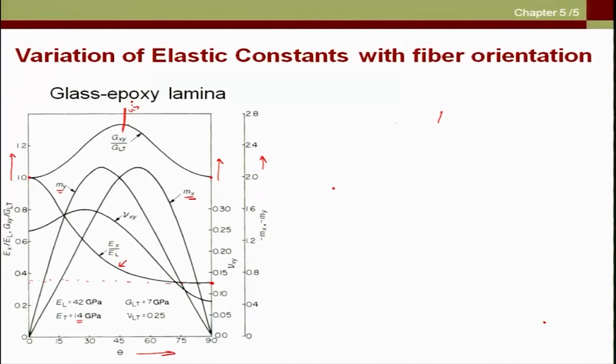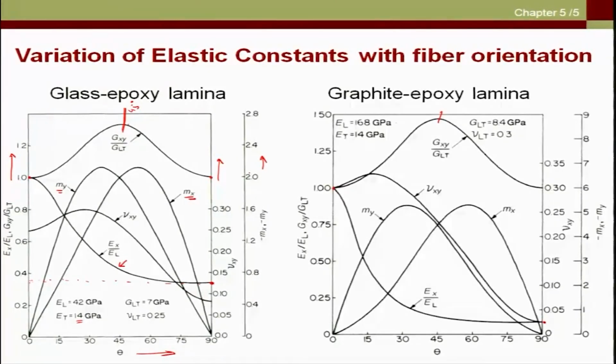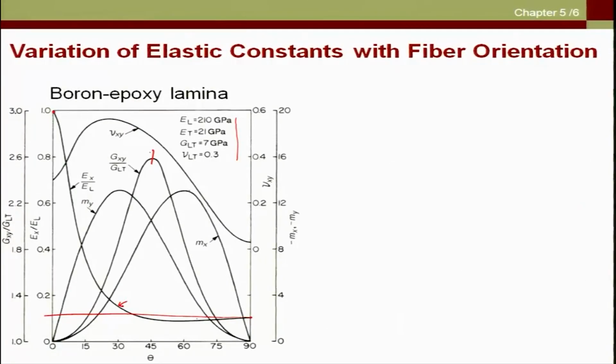So, what we see is that MX in case of glass epoxy lamina increases from 0 degrees to as much as 2; its value becomes as high as 2 for glass epoxy lamina. For graphite epoxy lamina, the value of MX goes up to as high as 5, and for boron epoxy it is even more extreme, it exceeds 12.